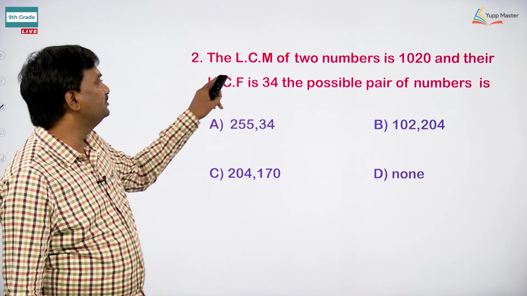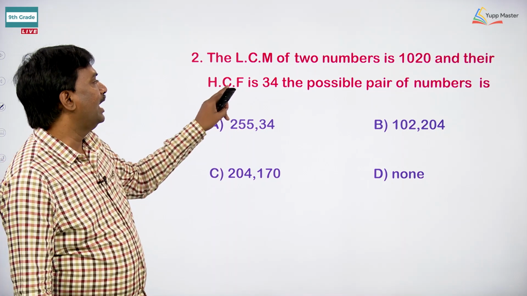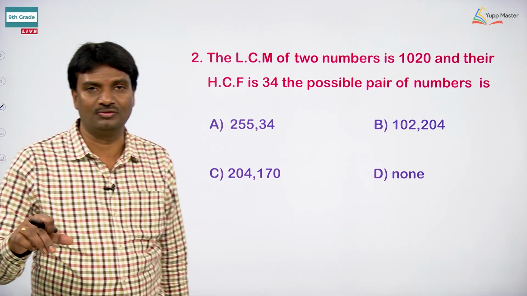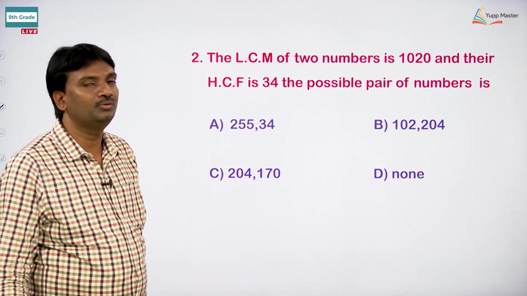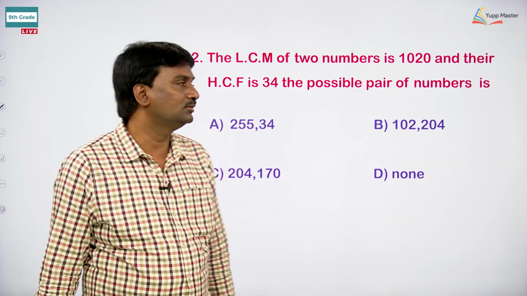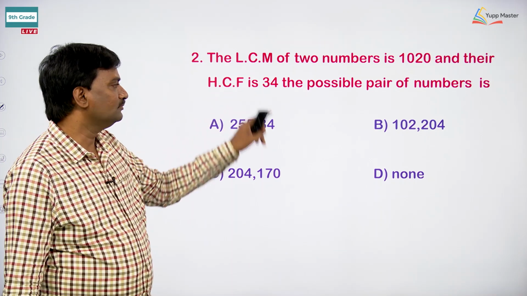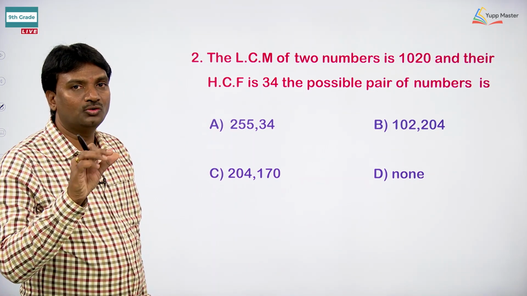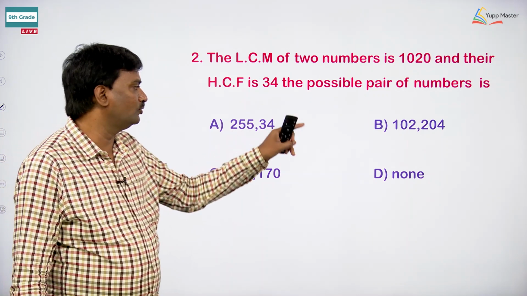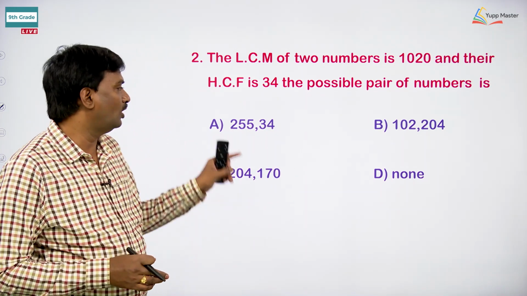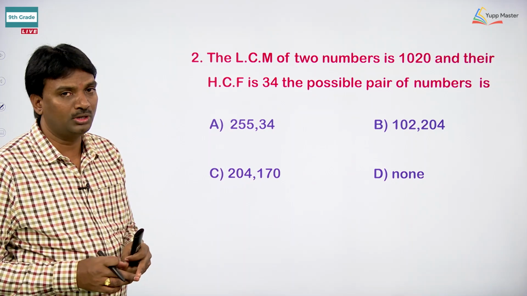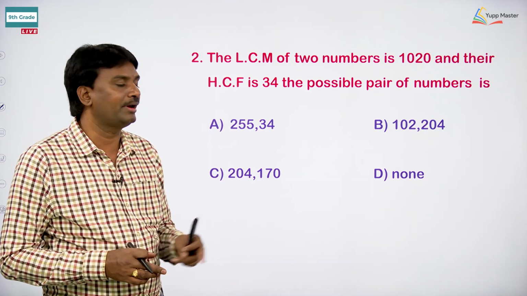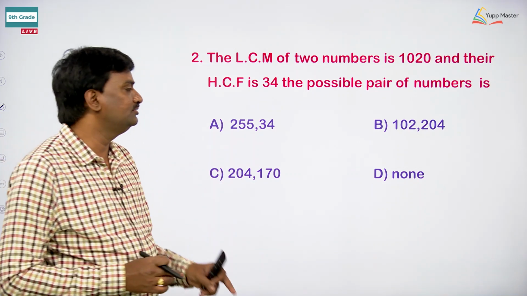So LCM is given as 1020 and HCF is given as 34. So A into B equal to 1020 into 34. By multiplying those two, we will get some value. So we have to observe the given options. Option A is 255, 34 and option B is 102, 204. Option C is 204 and 170 and option D is given as none.